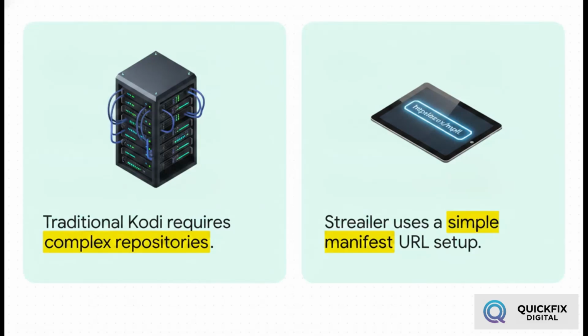And you know, this perfectly highlights why Streailer is just so incredibly beginner-friendly. Look, if you're used to traditional Kodi installs, you already know the drill. You're downloading zip files, digging through heavy, complex repositories that constantly break or bog down your system. But Streailer on Stremio uses a fundamentally different approach based on a simple manifest URL. You can configure exactly what you want on a straightforward web page, generate a single, tiny web link, and boom, you're done. No massive database downloads, just a lightweight, super fast setup.